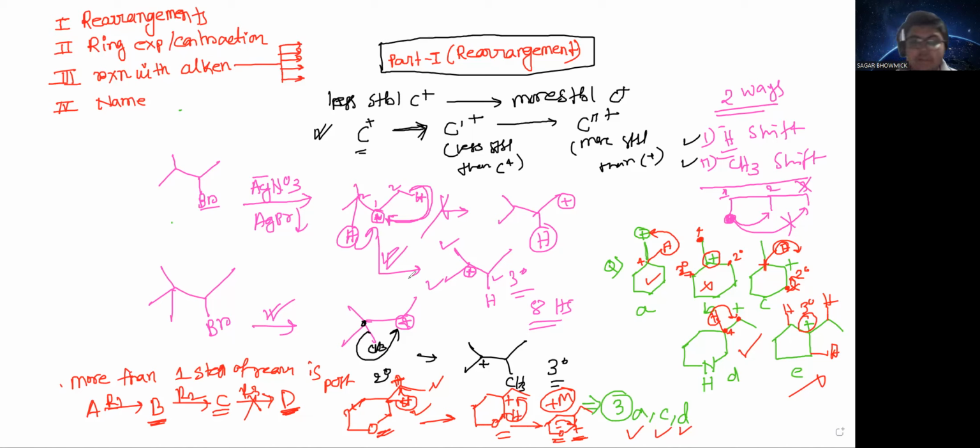Okay. So our rearrangement is now complete. Next part we are going after that. Part one we have completed. Next, part two, ring expansion and contraction. I am removing the annotation, clearing the board. Second, ring expansion and contraction. Our part two is the ring expansion and contraction.